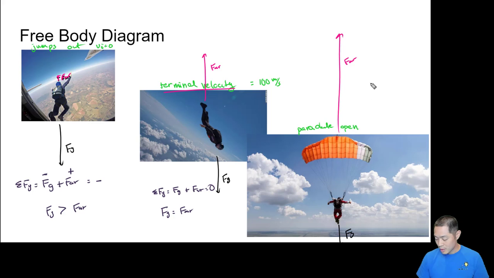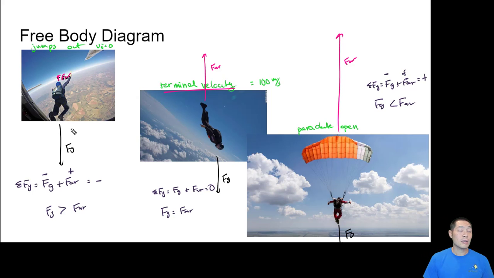Now in this case, the sum of all forces in y is Fg plus F of AR. In this case, AR, or air resistance, is bigger. So if this is negative and this is positive, you're going to get a positive number. Here, gravity's bigger, so you're going to fall down. Here, they're equal, so you're not going to speed up or slow down. You're going to stay constant, at terminal velocity.